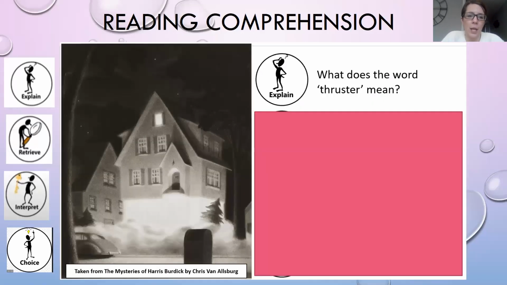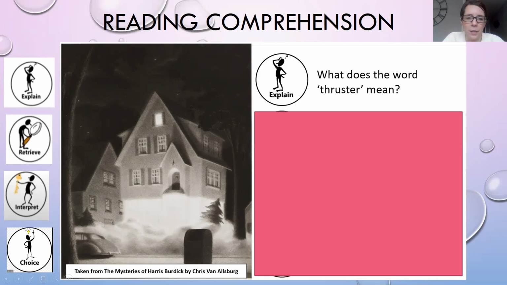So here is a picture. Again, it's taken from The Mysteries of Harris Burdick by Chris Van Allsburg, so the same as yesterday. And the first question is an explain question. What does the word thruster mean? That's a tricky word. I've not really heard of that word before. I'd like you to have a think about what that might mean, and you can look it up in a dictionary if you've got a dictionary with you as well. So pause the video and have a think.